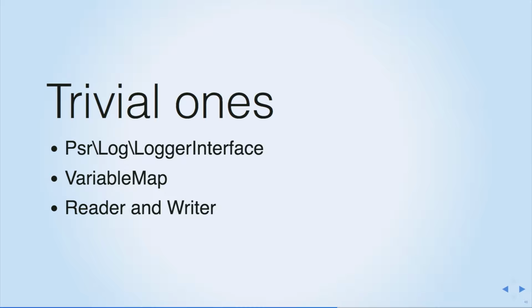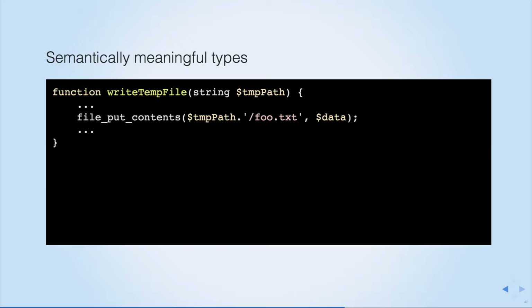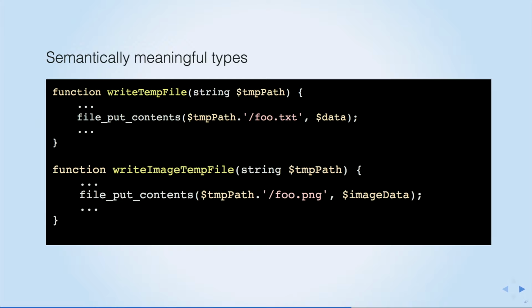The second piece of advice is I strongly recommend that people use semantically meaningful types wherever possible, at least when that type goes across the application. So this is a reasonably common thing to have to do in an application. You need to write a temporary file somewhere, and we've got one function that writes a temp file, and we've got another function that writes an image temp file. Both of these functions take temp path as a parameter.